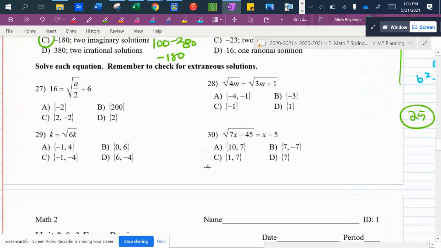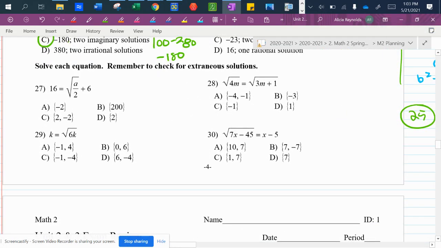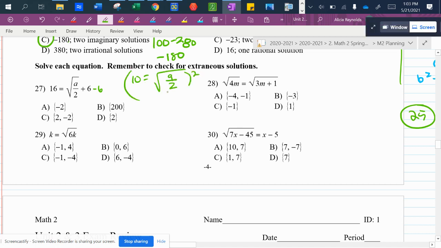For 27 through 30, I'm using square roots to solve these. So to get rid of a square root, I'll need to square it, but first I have to isolate the square root. So I'm going to subtract 6 and get 10 equals the square root of a over 2. If I square both sides, I get 100 equals a over 2. Multiply both sides by 2, I get a equals 200. Answer is B.